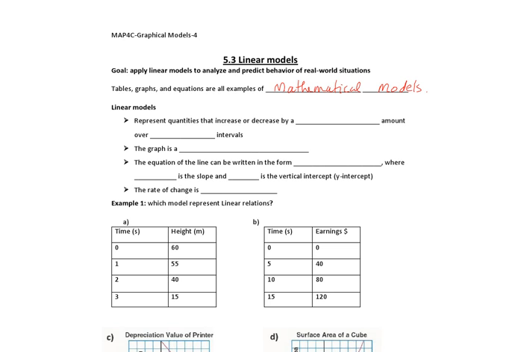Now, what's special about linear models? Linear models represent quantities that increase or decrease by a constant amount, okay? So let's say you are getting paid $15 an hour. Every hour you work, you're going to get the same amount, 15, so that's a constant change. That constant amount over equal intervals is the slope. We're going to talk a little bit more about slope.